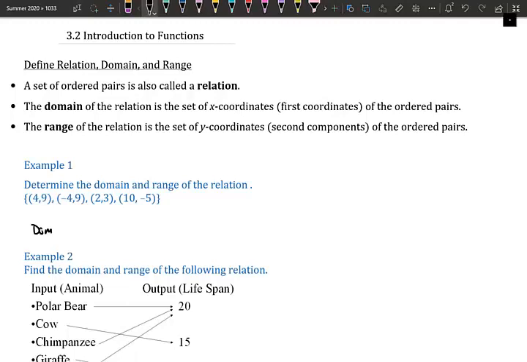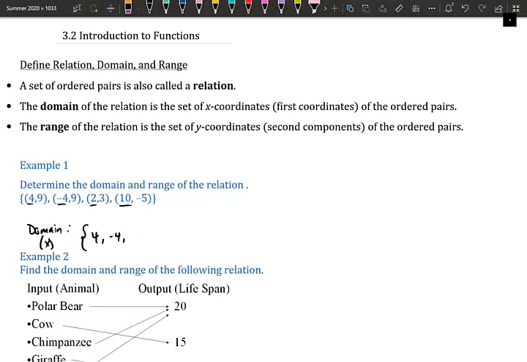So domain, that's all your x values. So we have 4, -4, 2, and 10. So with our little brace, we have 4, -4, 2, and 10. Order does not matter, thankfully. For our range, it's all the y values. So all the y values, we have 9. We have 9 again, but we don't write it twice. We have 3 and -5. So that is our domain and range.